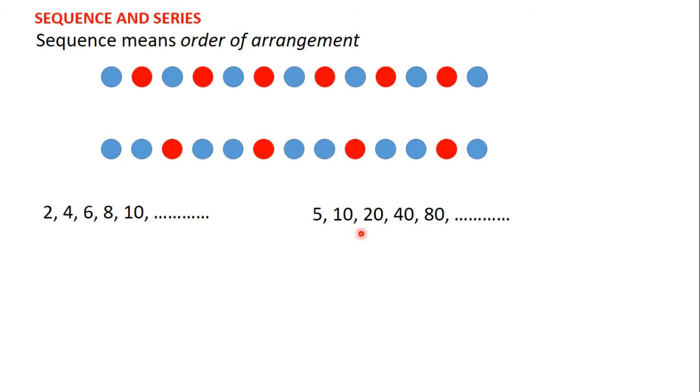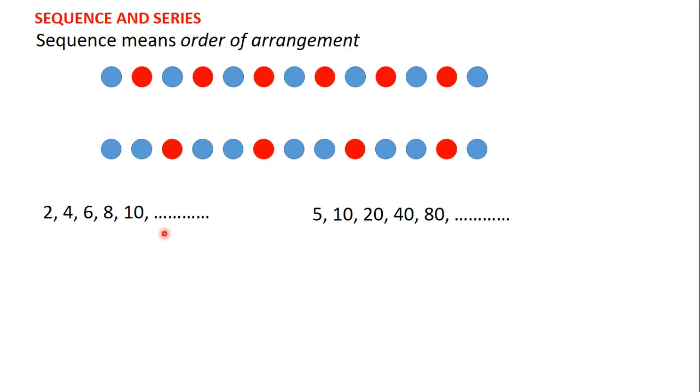This group of numbers are also arranged in a specific order, or they are arranged using a certain rule or pattern. And we can study this pattern very carefully and use it to determine the next number. So here, if you want the number after 80, all you need to do is to multiply 80 by 2, and that will give us 160. If you want the number after 160, all you need to do is to multiply 160 by 2, and that will give us 320, and it goes on and on.